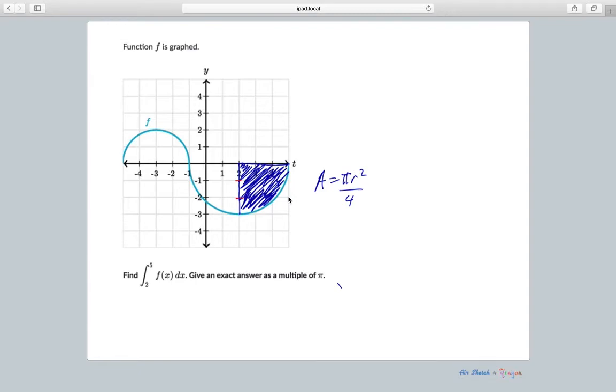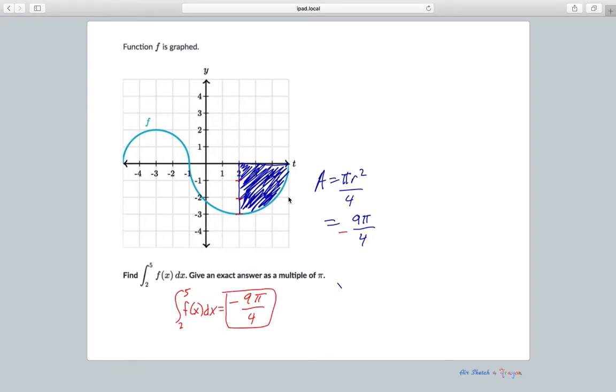1, 2, 3. And so my area is going to be 9 pi over 4, because I'm plugging 3 in for the radius. But again, since it's below the x-axis, or the t-axis, I guess in this case, we're going to interpret that as a negative area. So your final answer should be negative 9 pi over 4. So the integral from 2 to 5 of f of x dx equals negative 9 pi over 4.